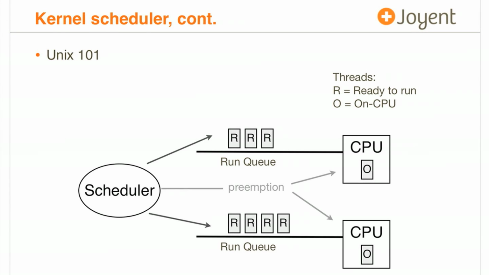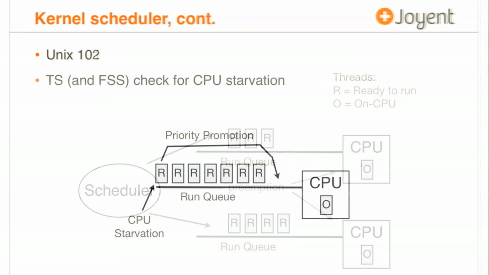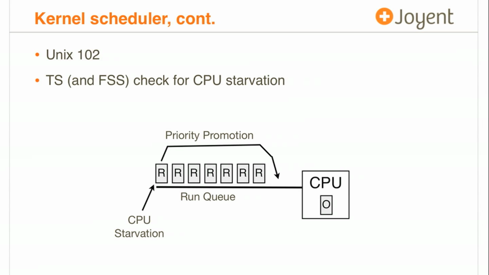So this is Unix 101, you may know this very well. There are threads that are ready to run per CPU, and the time they spend on that run queue is the CPU dispatcher queue latency. If that queue gets too long and threads are stuck there for a long time, there's this notion of priority promotion, or CPU starvation. So if a thread has been queued in the ready to run state for too long, it will get promoted higher up in the queue to give it a better chance to run.